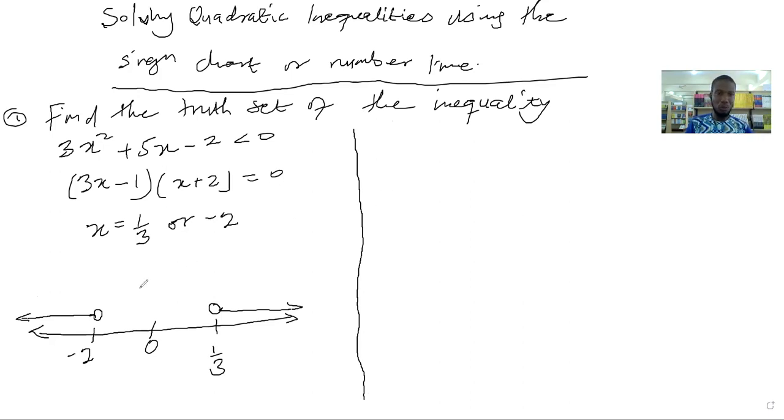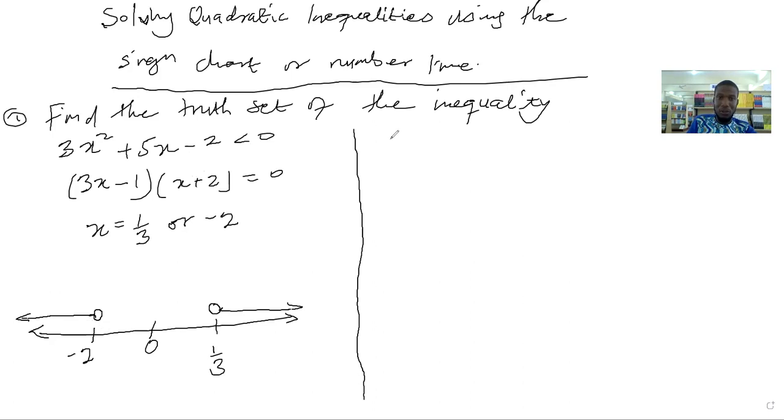So we are going to first test using the values in this region to see which of them will satisfy. This region is all numbers less than -2, so we are just going to choose one number which is less than -2. I think -3 is okay. You can choose -5, -7, or any other number less than -2. So I'm choosing -3, and I'm going to fit it into this inequality to see whether it will be true.